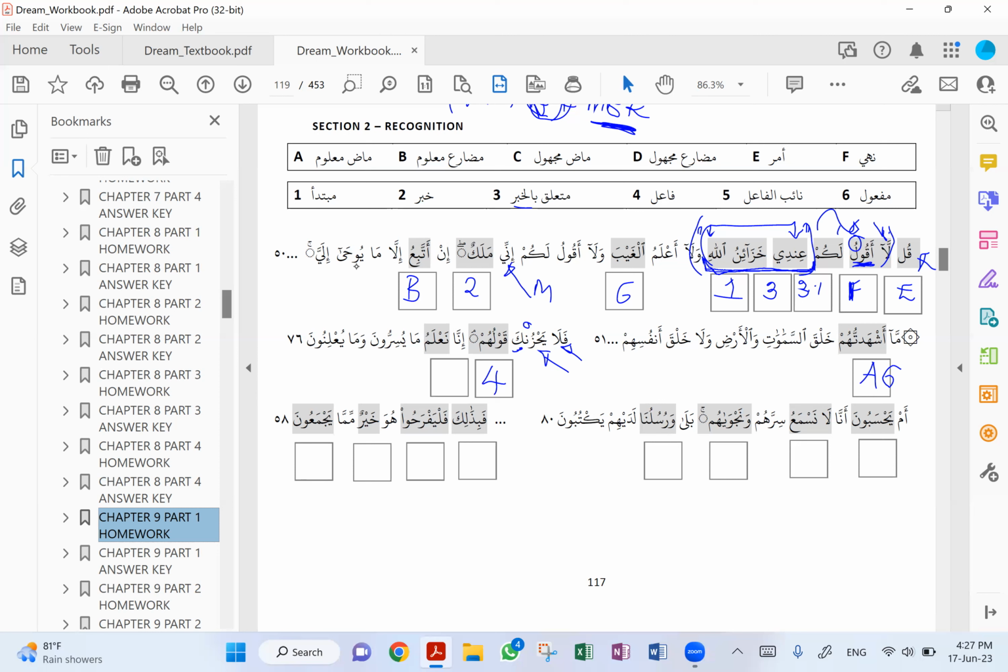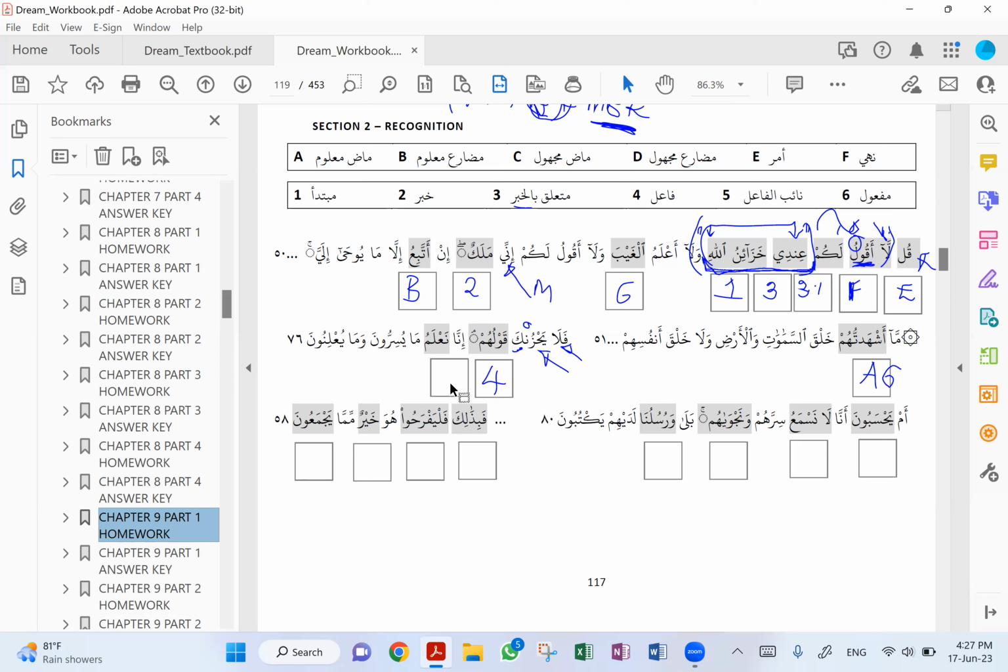Sorry, what is the hum? No, I'm confusing myself. The hum, of course, is just going to be the jar. It's idafa. Yeah, it's mudaf ilayh, and qawlu is fa'il. Yes.